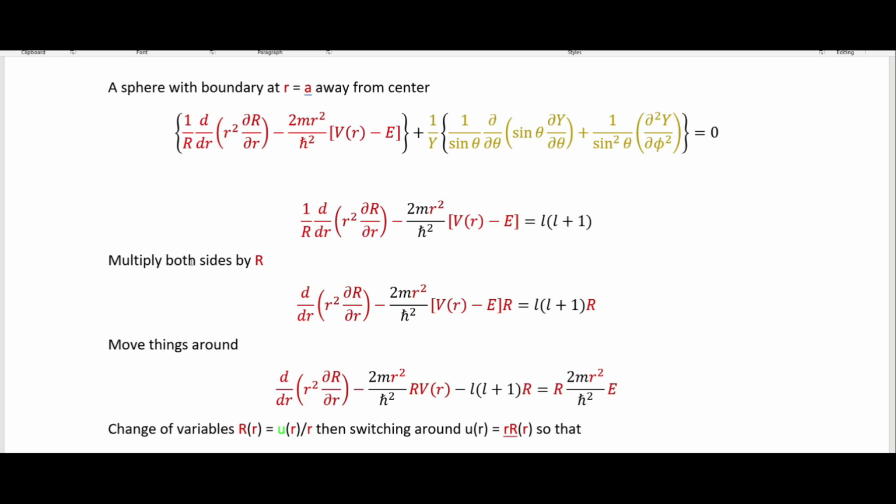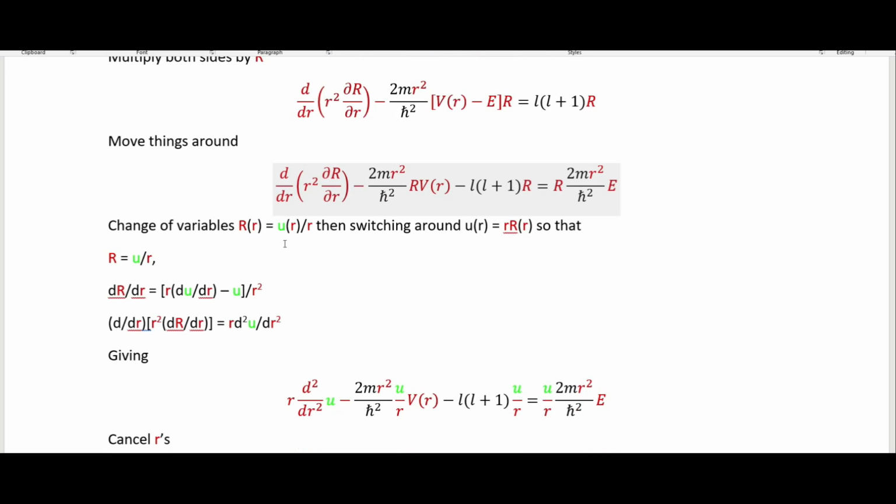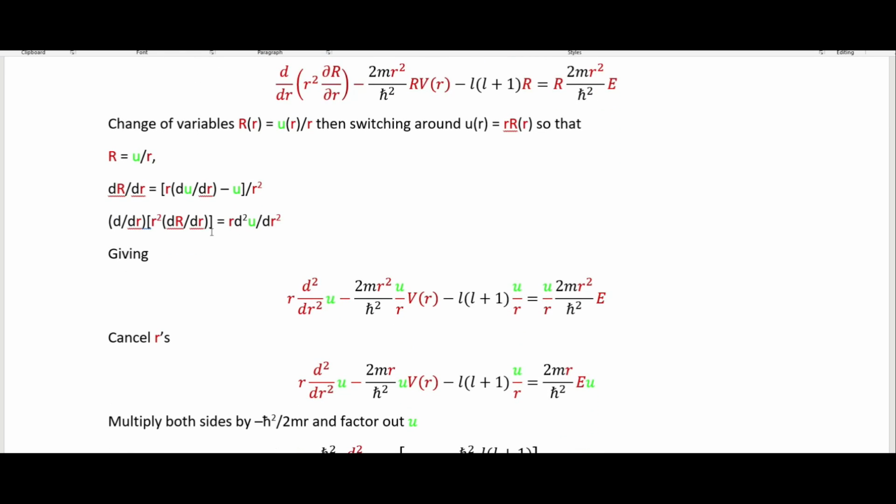But anyway, so to do that, we multiply both sides by r, then we move some things around. So we distribute this part here into the energy and potential term here. Then we end up subtracting this L times L plus 1 times R on both sides, and then subtract the E times this on both sides. And then we do a change of variables, which I've said before, especially when we get to the hydrogen atom, this is going to be something we run into a lot, where we do change of variables and different substitutions.